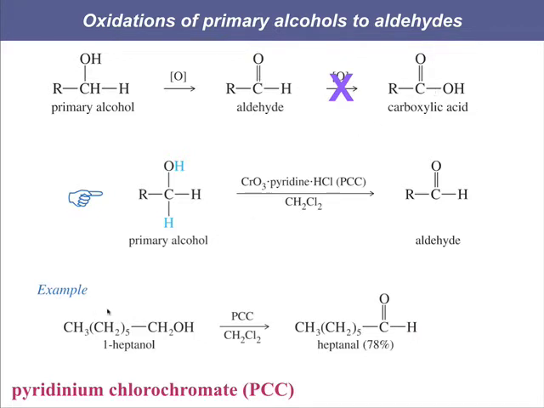Here's an example here. 1-heptanol, a 7-carbon chain with an alcohol on the 1 carbon. That's a primary alcohol with PCC and dichloromethane. You get heptanal, the corresponding aldehyde, where the double bond O is on the last carbon. 78%, pretty good yield.